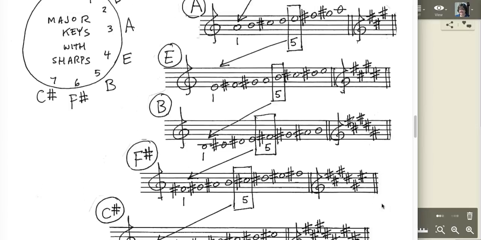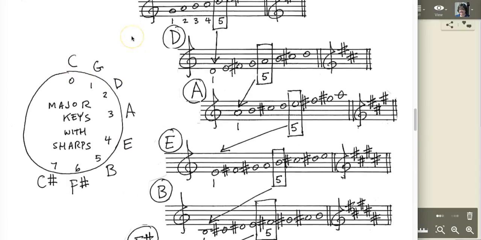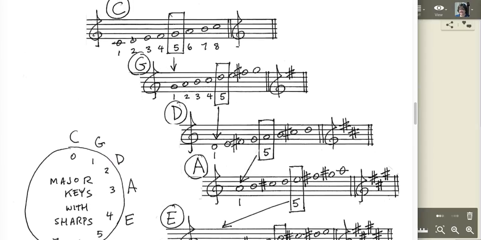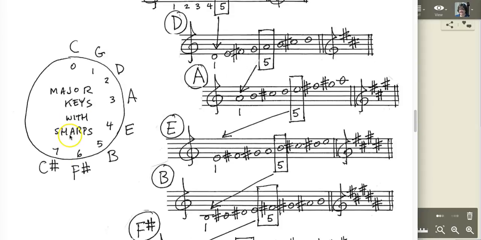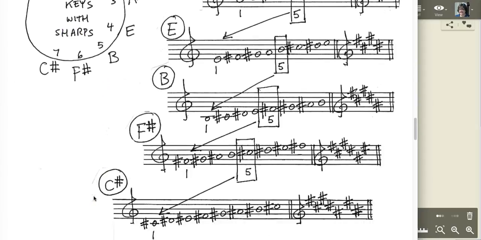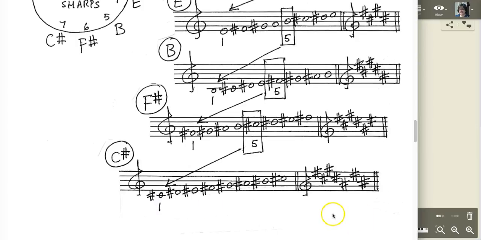And the limit of your circle of sharp keys is always going to be C. C major, if I scroll all the way up here, is the key that doesn't have any flats or sharps. And then C sharp, all the way down at the bottom, is the key that has all 7 sharps. And they always go in the same order.